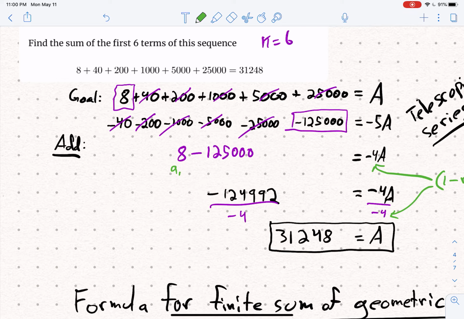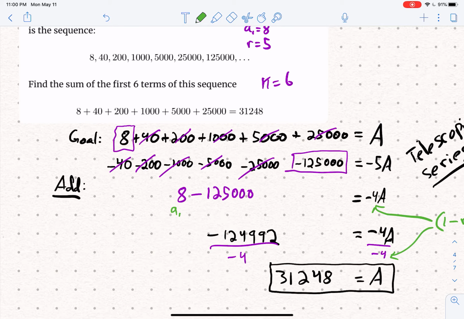-125,000, forget about the negative just for a moment. That 125,000 shows up in the sequence. Remember, the original sequence is given here. They gave us 1, 2, 3, 4, 5, 6, 7 terms of the sequence. We only ended up wanting to add up 6 of them, so we went up to 25,000. But you'll notice that it's the next term after that. So we wanted 6 terms of the sequence. This is the 7th term of the sequence with a minus in front of it. So this was a1, this was a7, and there's a minus in front.